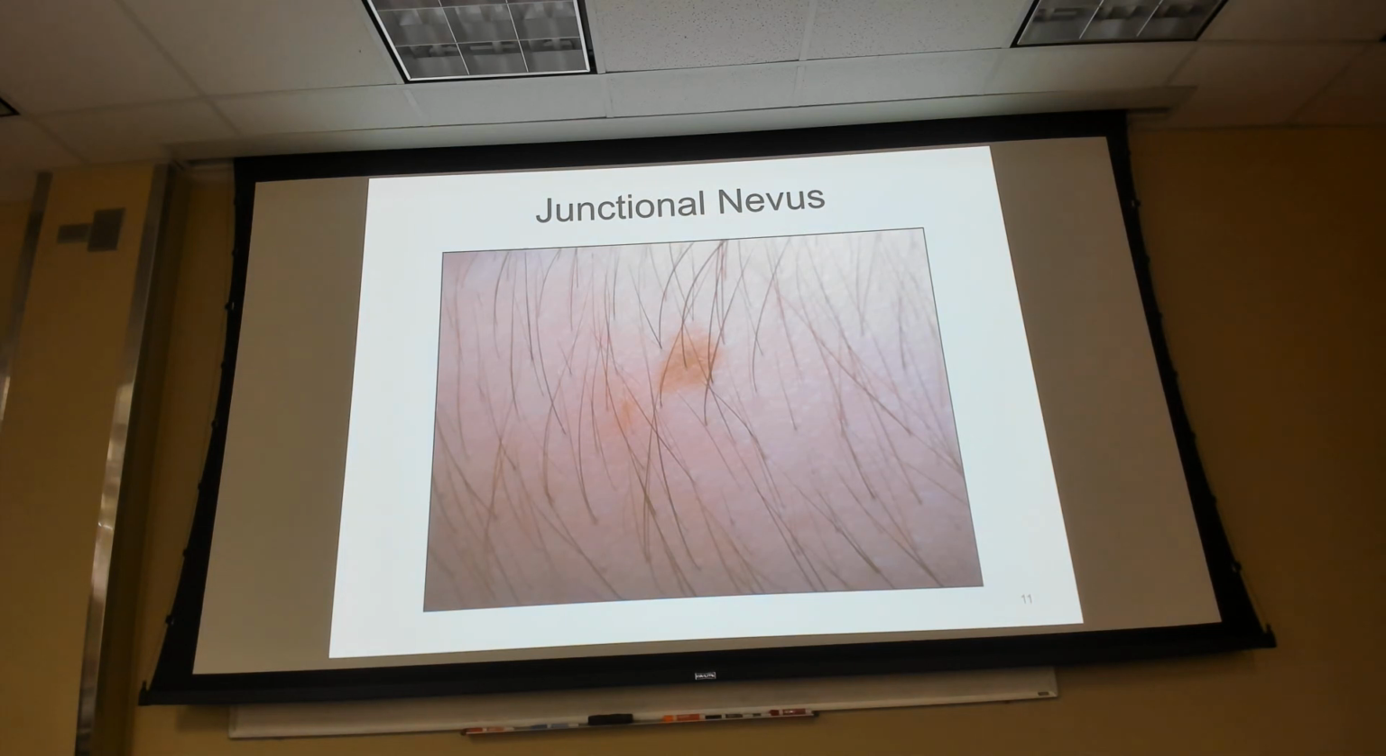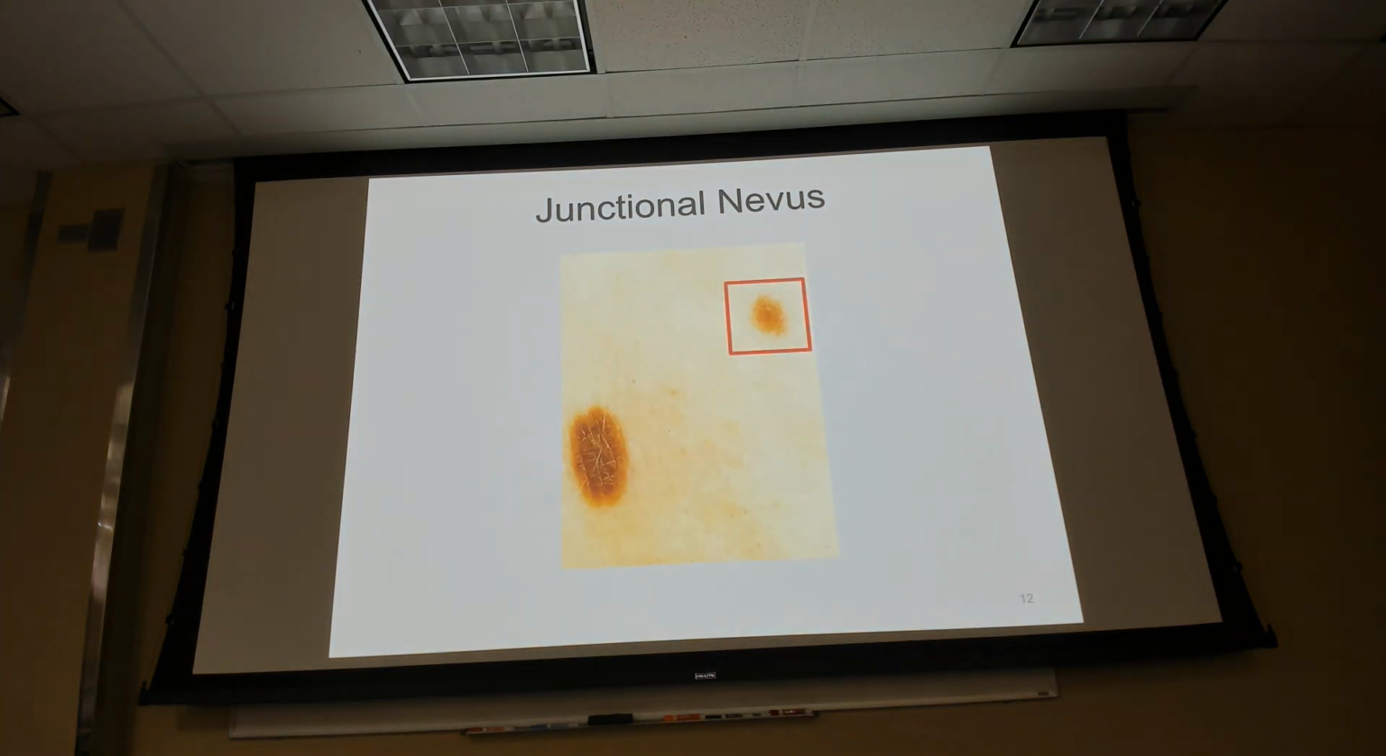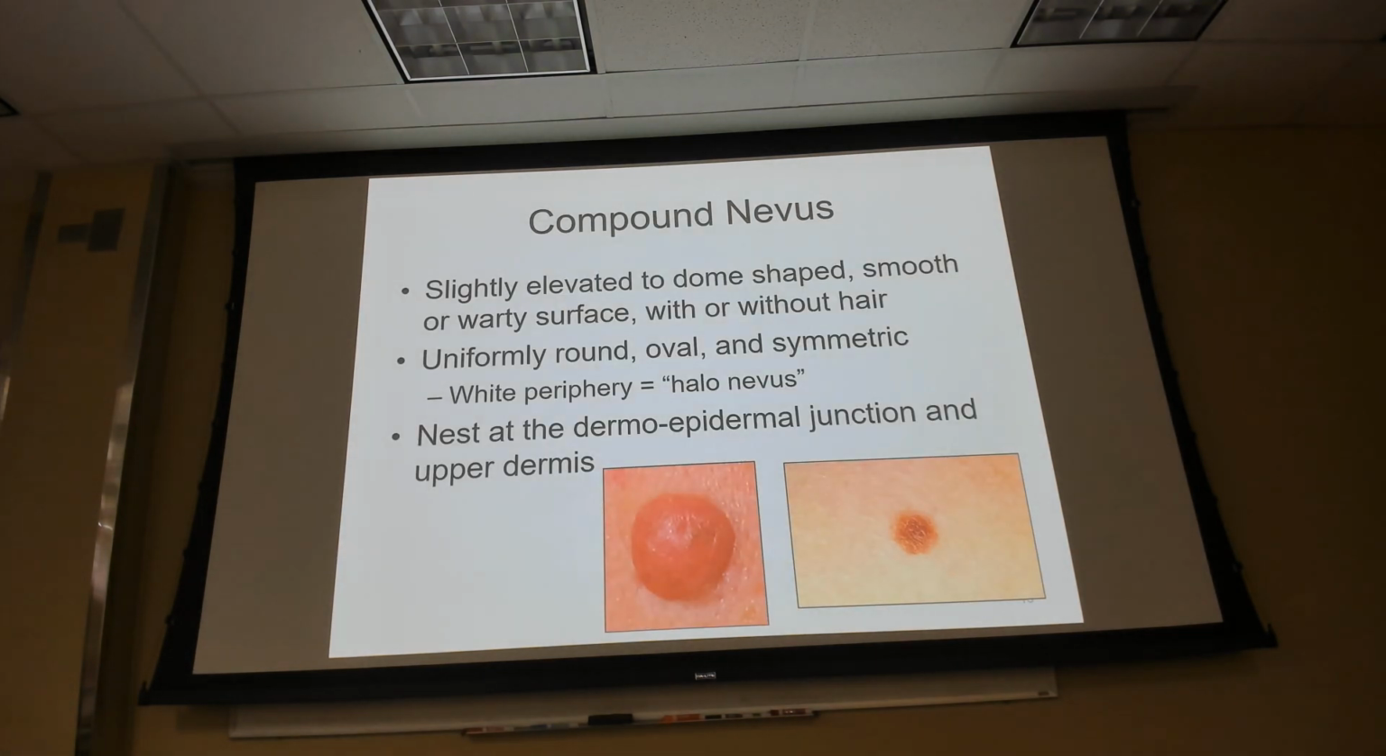That one is flat. Flat again. So those are of the junctional ones. Let's think about those. Flat, slightly elevated. Compound, more of the elevated. Dome-shaped, smooth, or of a warty surface, with or without hair.